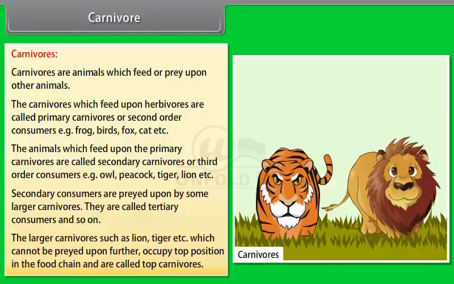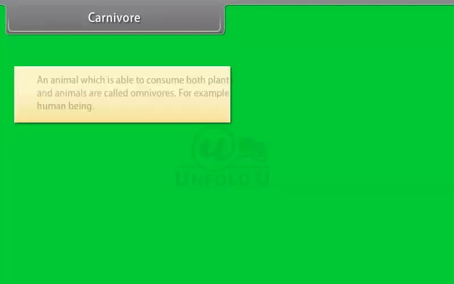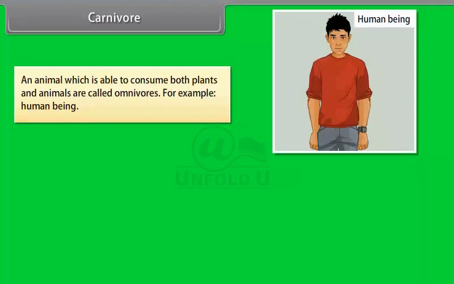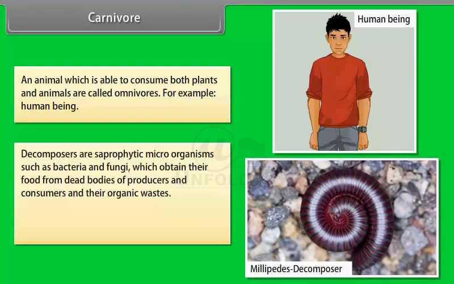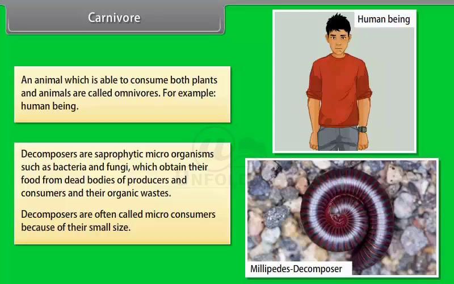The larger carnivores such as lion, tiger, etc., which cannot be preyed upon further, occupy top position in the food chain and are called top carnivores. An animal which is able to consume both plants and animals is called omnivore. For example, human being. Decomposers are saprophytic microorganisms such as bacteria and fungi which obtain their food from dead bodies of producers and consumers and their organic wastes. Decomposers are often called microconsumers because of their small size.